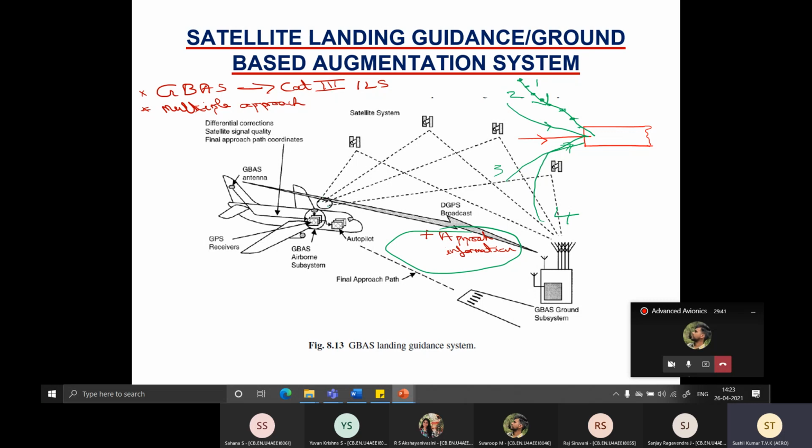So you keep changing the approach of the aircraft till the time you align yourself with the required approach. The approach need not be just a straight line along the center line of the runway. It can be any path. Suppose there is a hillock over here; you can even define an approach path like this, circumvent the hillock and then land.